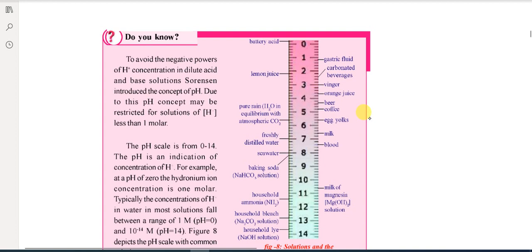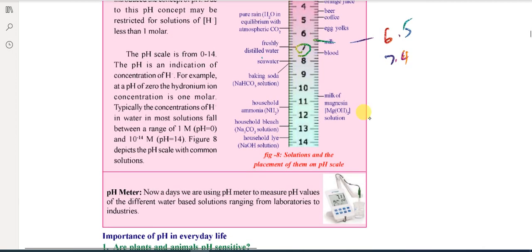From this scale we have some values. Distilled water is 7, milk is 6.5, and blood is 7.4. Blood is a base and milk is a little bit acid. Okay. Gastric juice is very acidic, battery acid is 0, very strong acid. And milk of magnesia is 11.